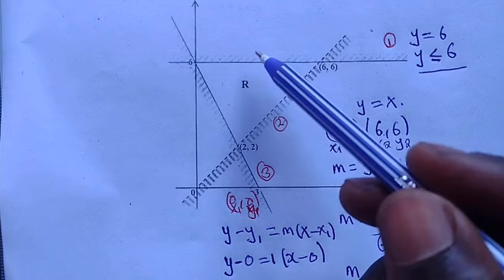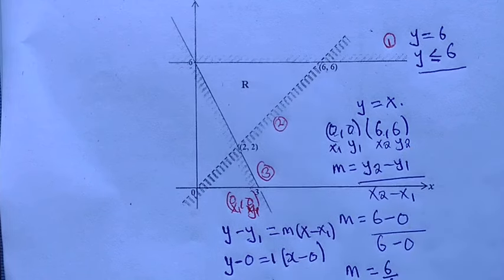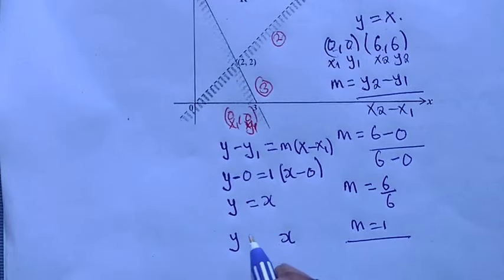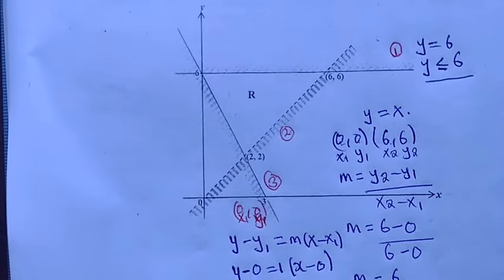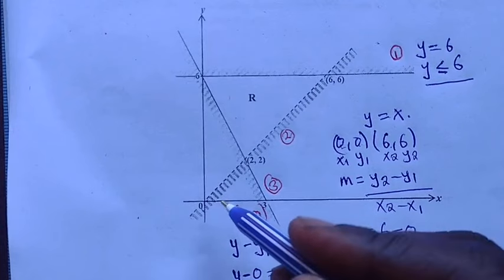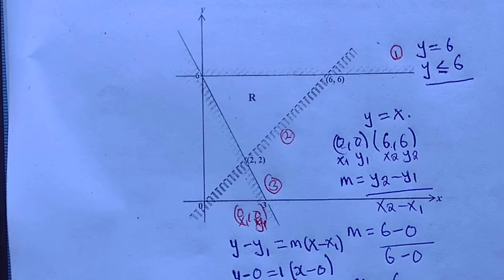So since the upper region is greater, which is the unshaded region, we say y, come back here, we say y is greater than x. That's all. For this one, we are not going to put equal to, because the line is a dotted line. So we have found our answer.